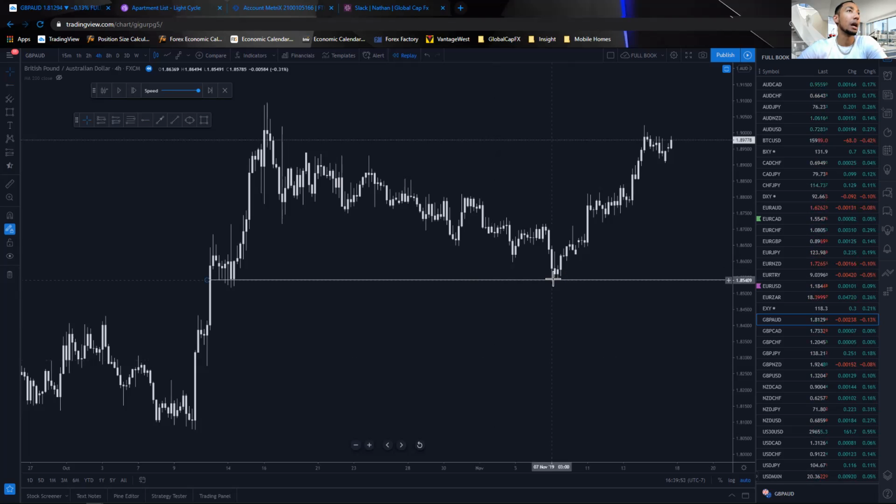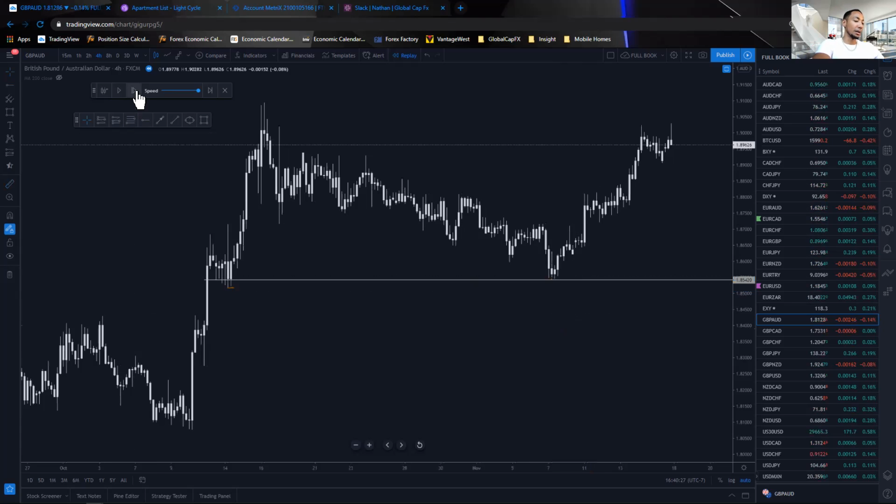But hypothetically, what if price came down to this area, that bottom? How many pips would that be? Like how much drawdown would I have based on that entry? Like 30 pips. It looks small, but in reality, that's a 30 pip gap.